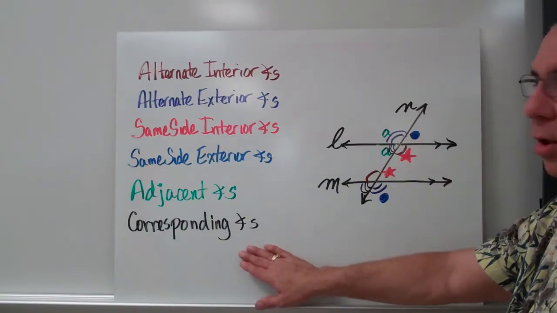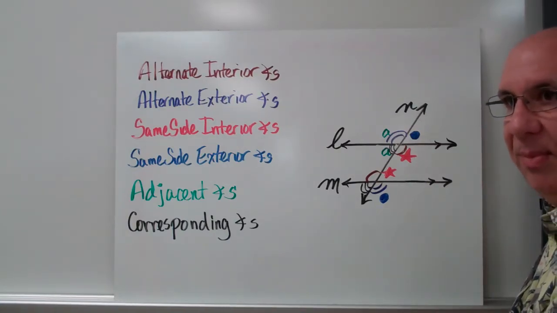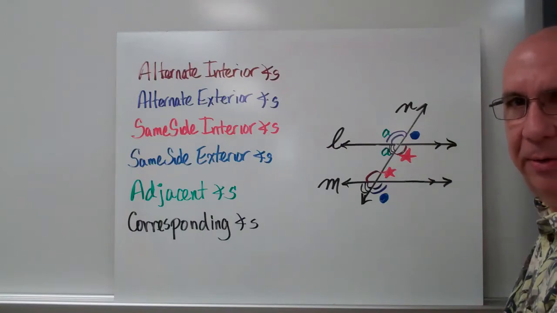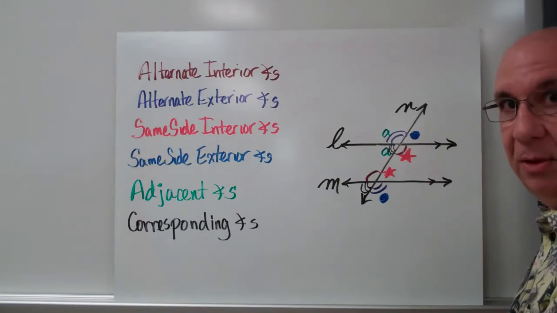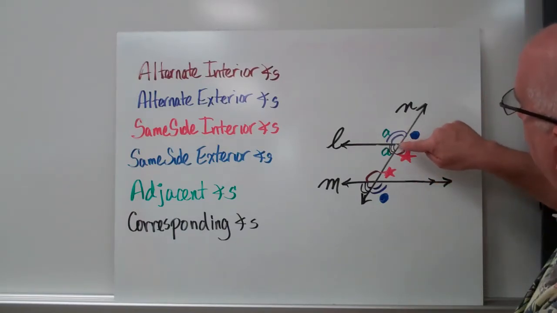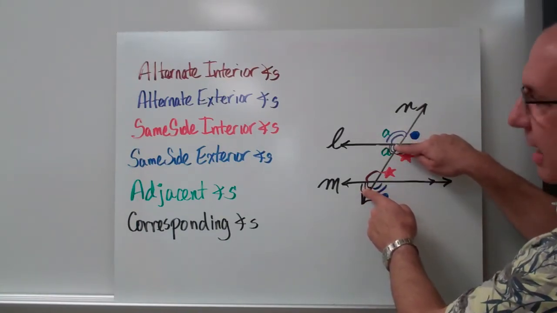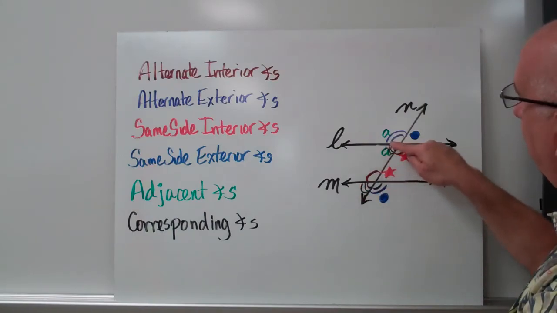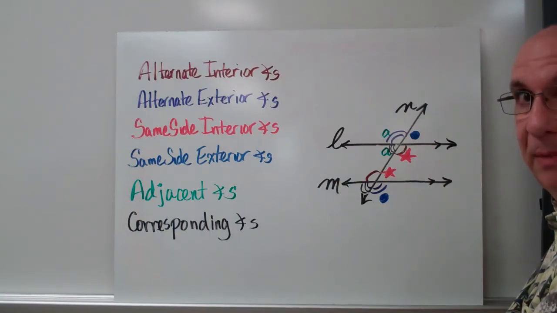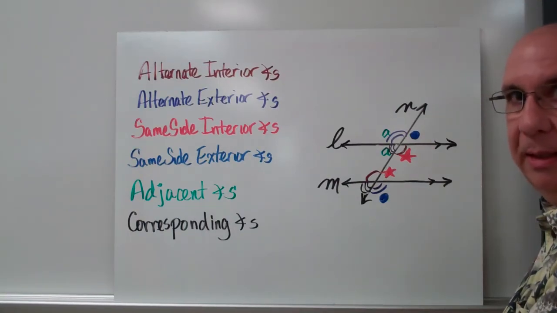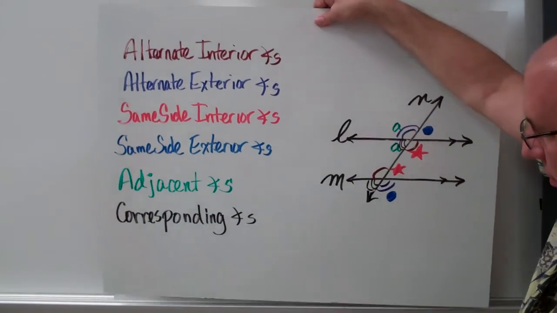The final one are corresponding angles. Corresponding angles are the same angle, they're just moved up or down. They're going to be on the same side of the transversal. One is going to be interior, one is going to be exterior. See the triple arc here and the triple arc here? These are examples of corresponding angles. They're in the same corresponding location between the parallel lines and the transversal. That's why they're called corresponding angles. They are always congruent.